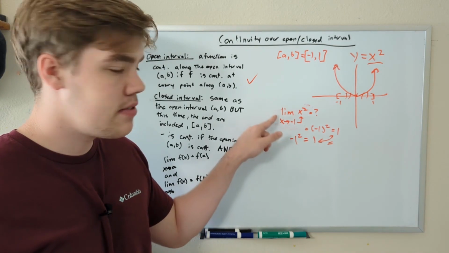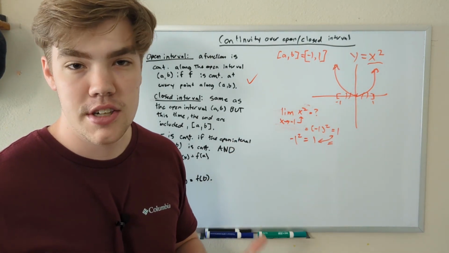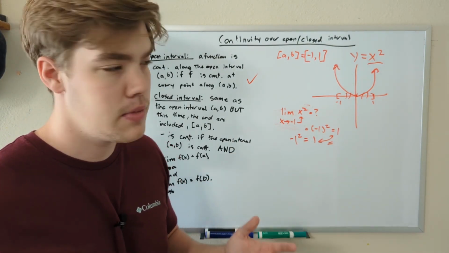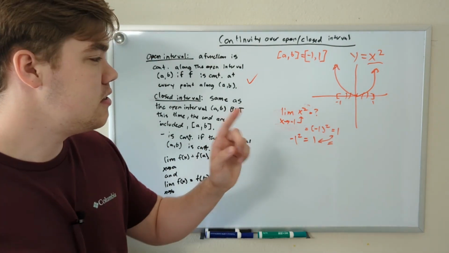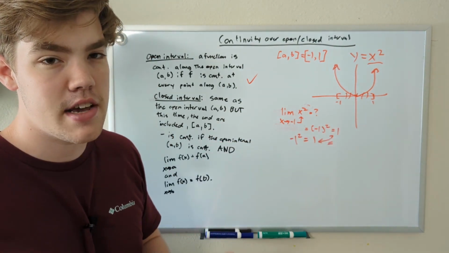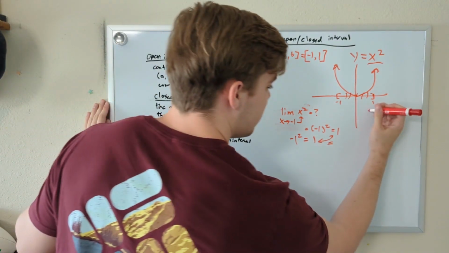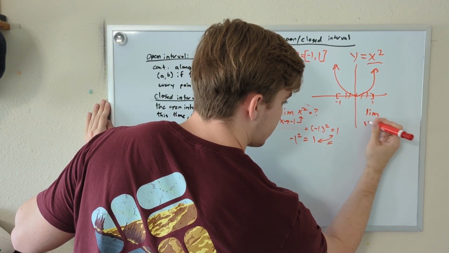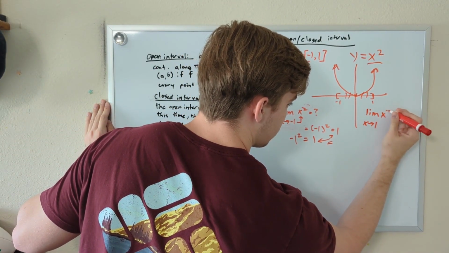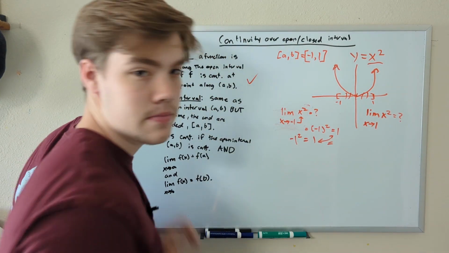If f of a or f of x were different, then there would be a jump or a discontinuity somewhere along this function, but there does not appear to be one here. Now let's do the same thing for our other endpoint, which is b, which is equal to 1. So the limit as x approaches 1 of x squared is equal to what?